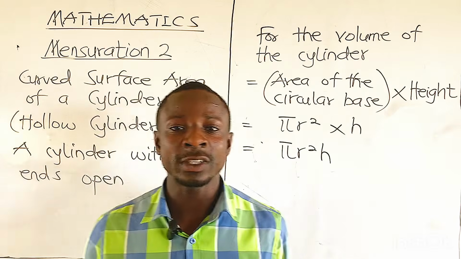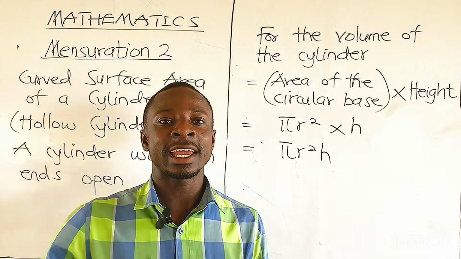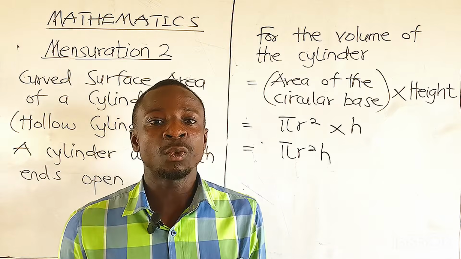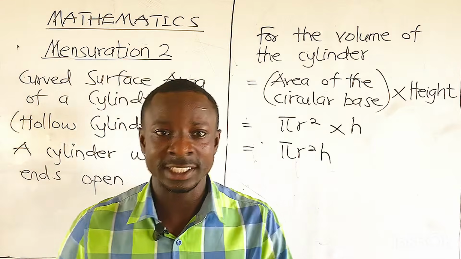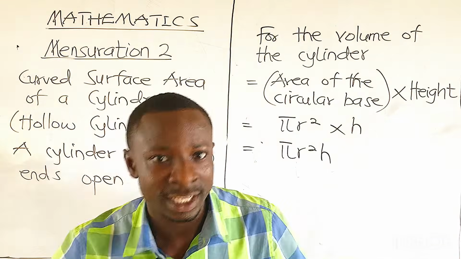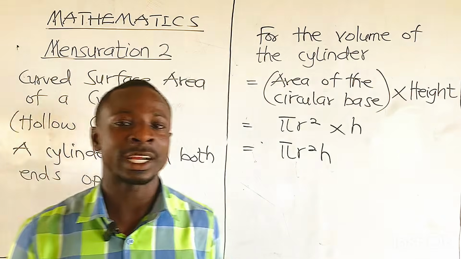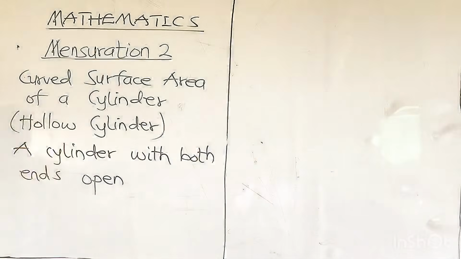Another example of a hollow cylinder is a culvert. It is a concrete-like figure that we arrange when they are constructing bridges. They connect one water body to another, or a river, so that the water can pass through. So that is also an example of a hollow cylinder. Now we are going to look at how the formula can be determined. How do we get the formula for the area of the curved surface of a cylinder with both ends open?